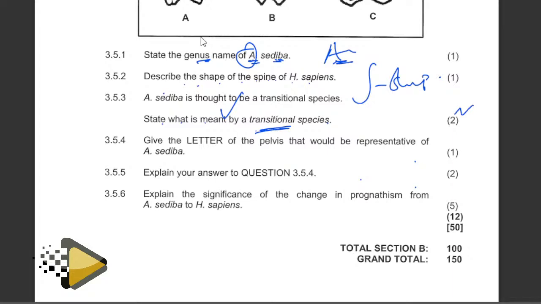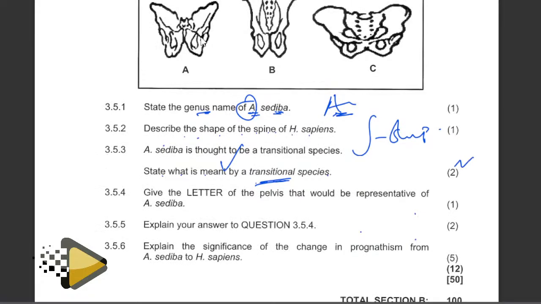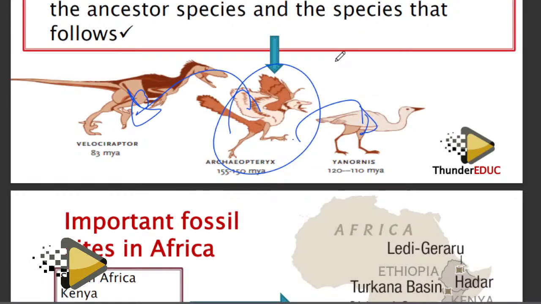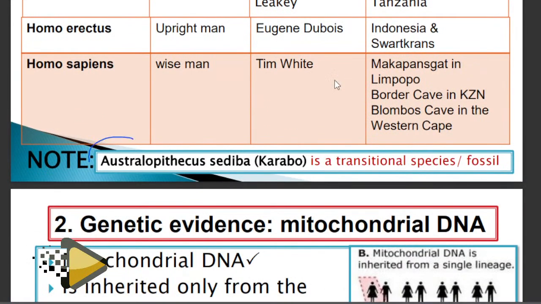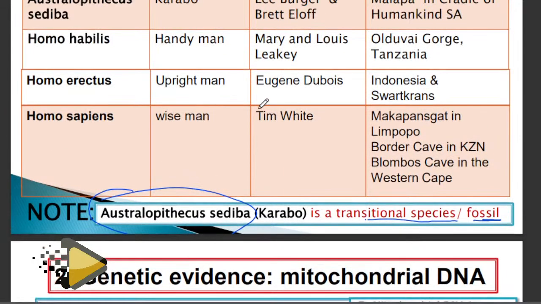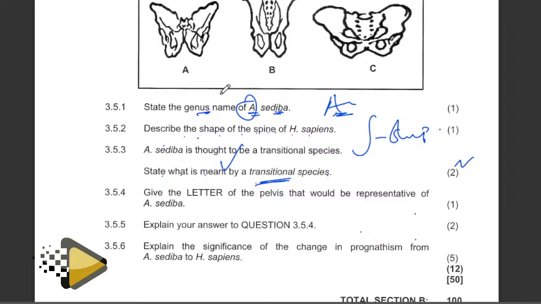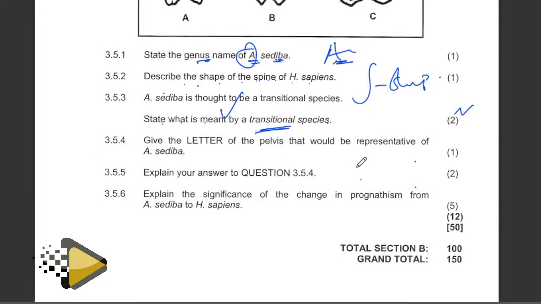Ne? Yes. And they're saying give the letter of the pelvis that would be represented by, okay, give the letter. Remember, I said that Australopithecus sediba is a transitional fossil. Remember, I talked about it and I emphasized it here. Check. Australopithecus sediba is a transitional species of fossil. You see the distinction material? Those people who used it correctly, I hope you're going to get a distinction, because there is no way you're going to fail to get it. No question can be failed to be answered by that.